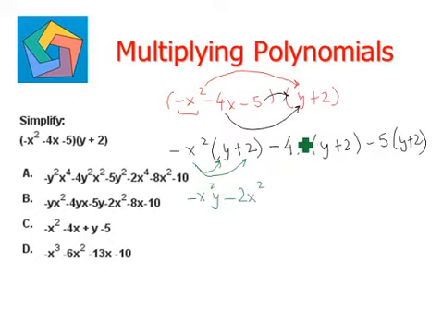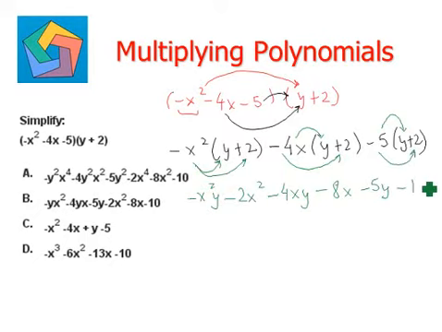Now we apply the distributive property here. Negative 4x times y is negative 4xy. Negative 4x times the positive 2 is negative 8x. Now here negative 5 times the positive y is negative 5y, while a negative 5 times a positive 2 is negative 10.